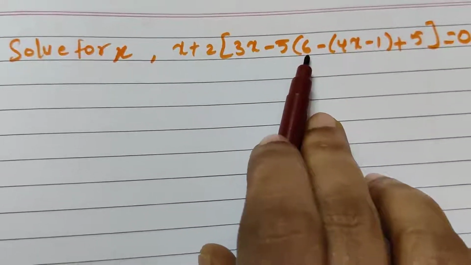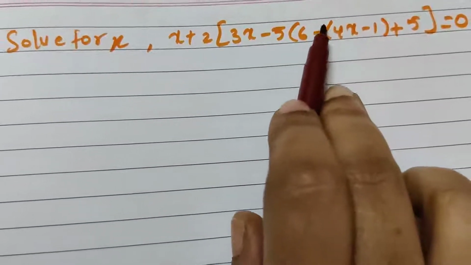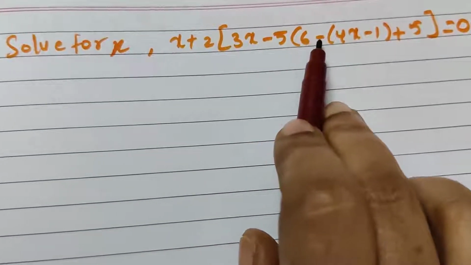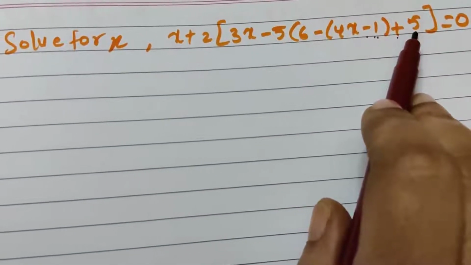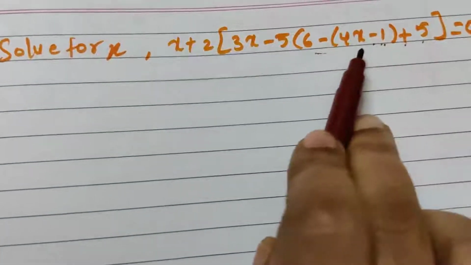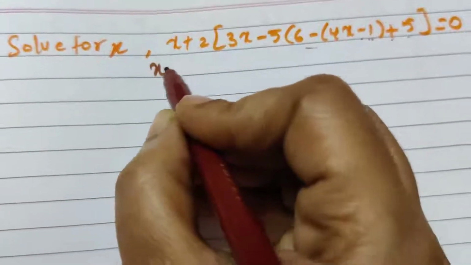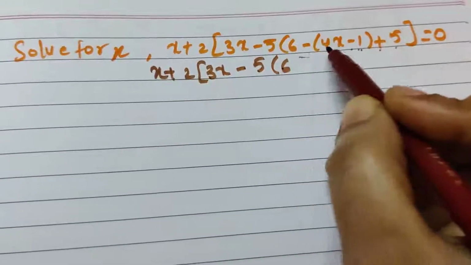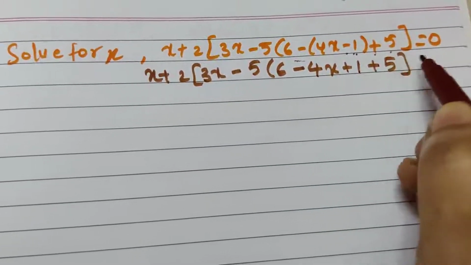So next thing is this. Okay, he is telling 6 minus 4x minus 1. Here he is multiplying only with minus. Okay, so next step you'll write as 6 minus 4x, minus into minus, plus 1, plus 5. Okay, in the next step you will multiply 5 into 6 and the remaining thing. First resolving this minus with this one. So we'll just write x plus 2, this will be as it is, 3x minus 5 into 6. This is just you're changing, minus 4x plus 1 plus 5 is equal to 0.